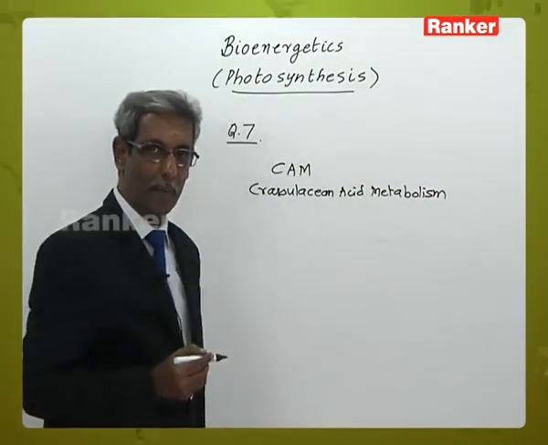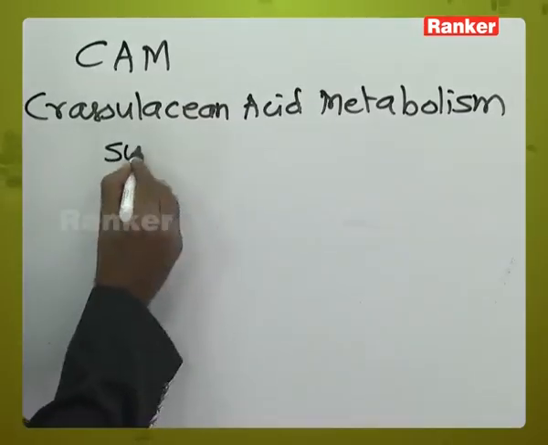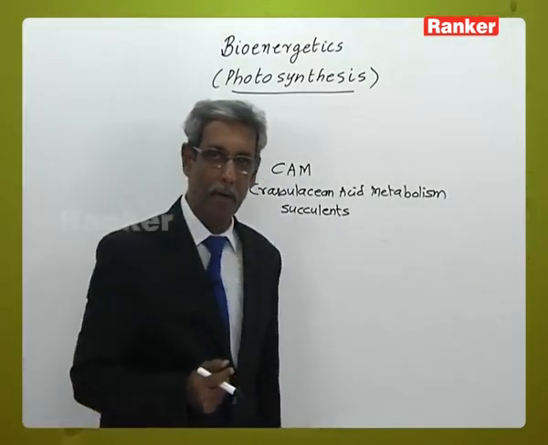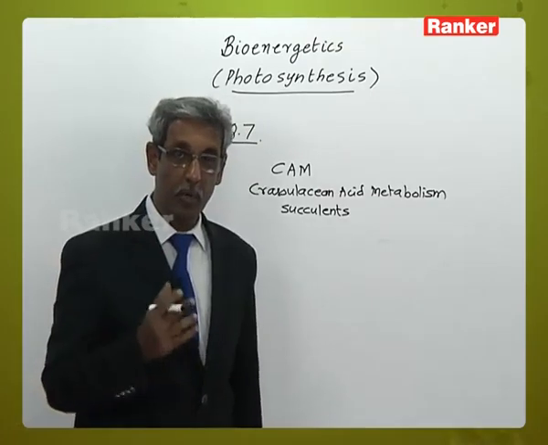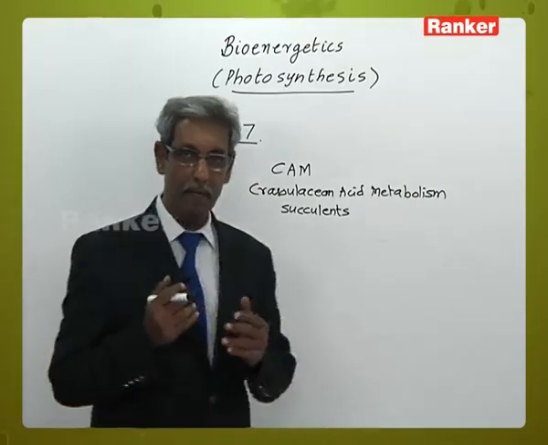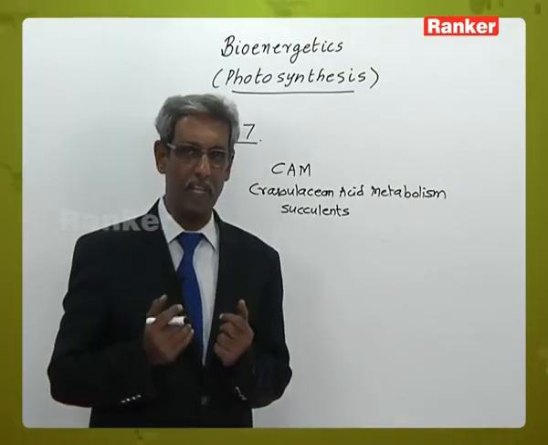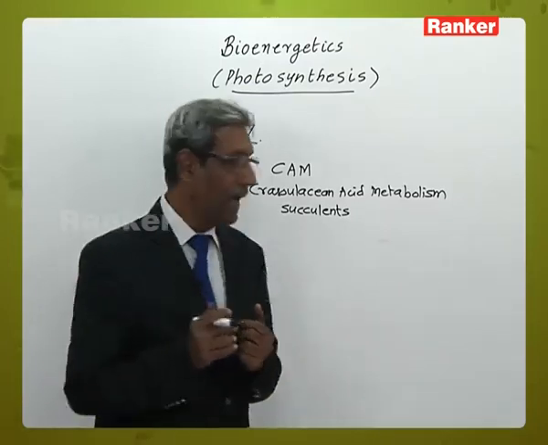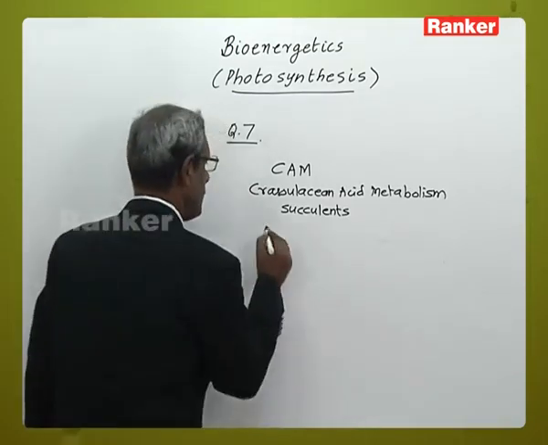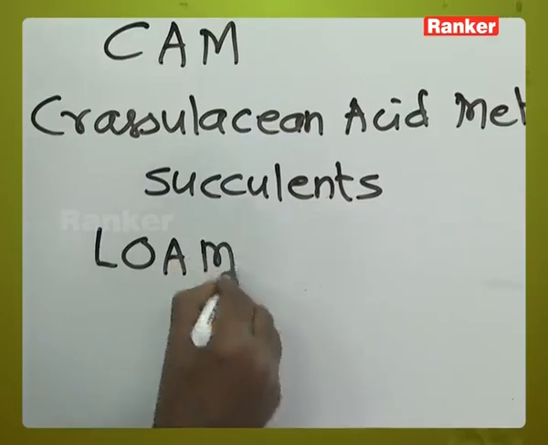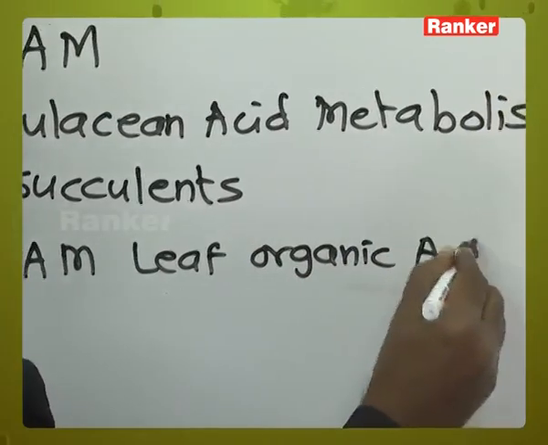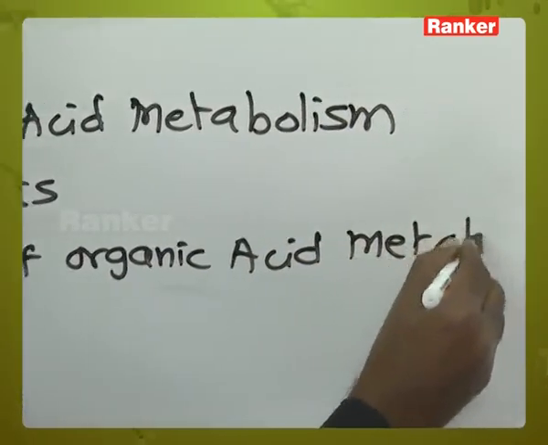This is a specialized type of metabolism which occurs in succulent plants. Like if you take pineapple, or spinach, or desert plants which store a lot of water like cactus. In these plants, which exist in deserts where the temperature is extremely high, there is stomatal closing, and they have a specialized mechanism termed crassulacean acid metabolism, otherwise termed CAM, leaf organic acid metabolism.